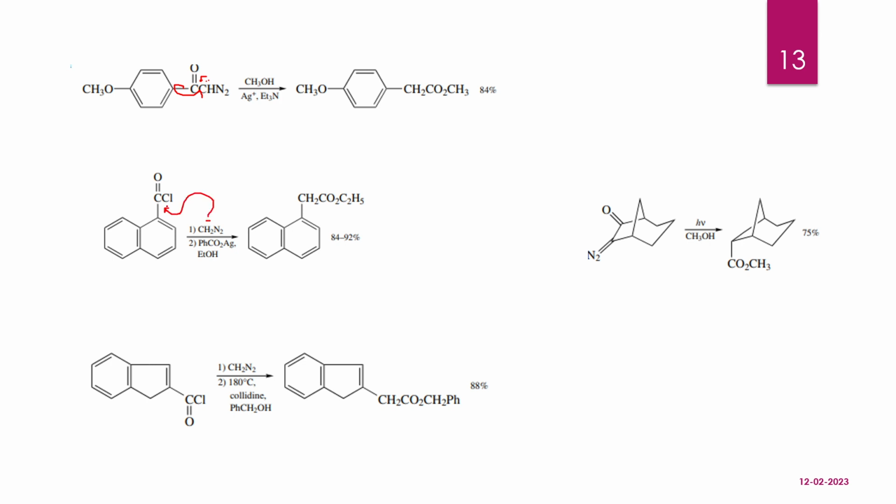It will attack here and remove the chlorine from the system, giving us this type of diazocarbonyl compound, and by application of silver salt we will get a carbene, which will lead to this type of compound. See, all of this will be the same mechanism.